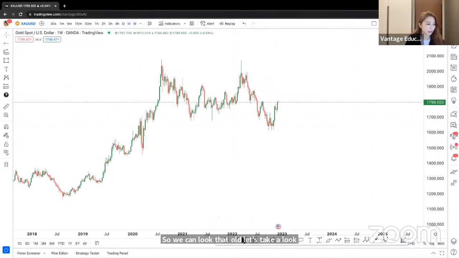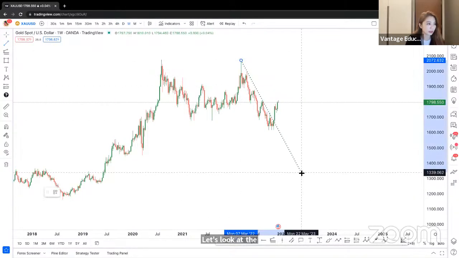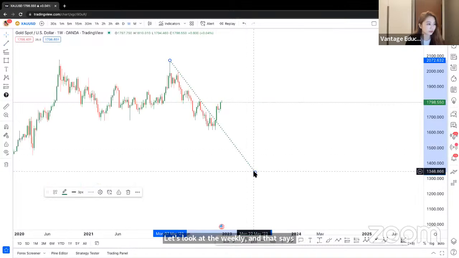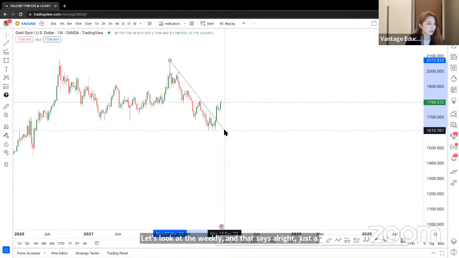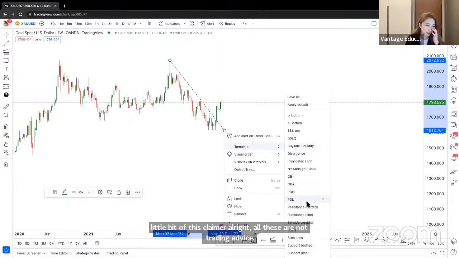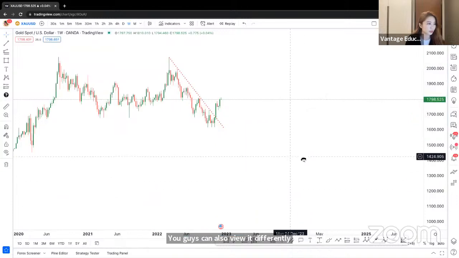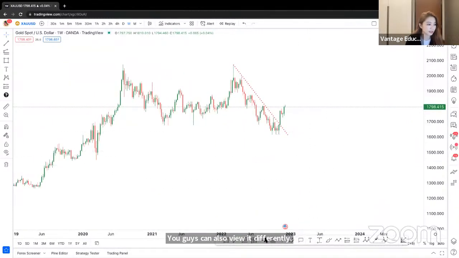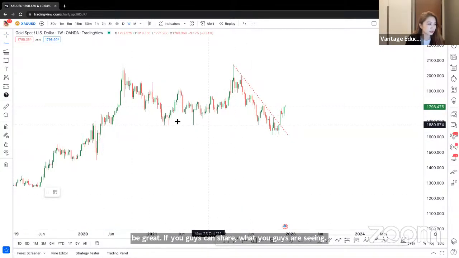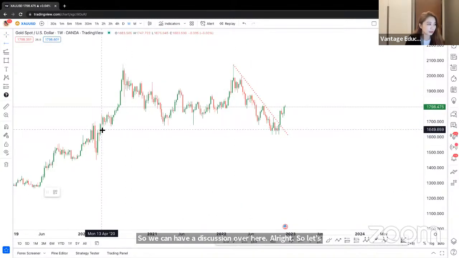Let's look at the weekly analysis. All right, just a little bit of disclaimer. All these are not trading advice. These are just how I view and analyze the chart. You guys can also view it differently. It'll be great if you guys can share what you are seeing so we can have a discussion over here. So let's look at this support line.